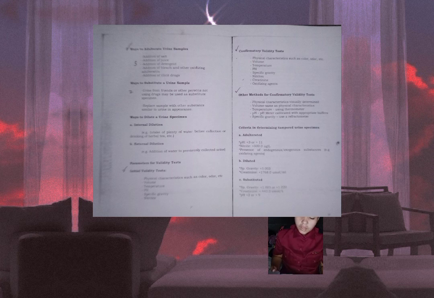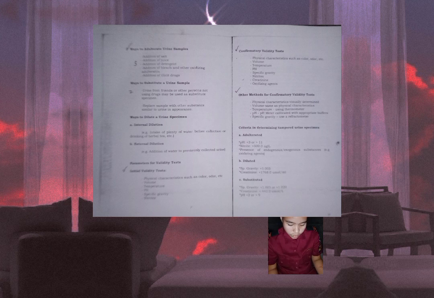So, there are 4 ways to adulterate urine samples. One is addition of salt. Two, addition of juice. Three, addition of detergent. And four, addition of bleach and other oxidizing adulterants. Next, there are 2 ways to substitute a urine sample. One, urine from friends or other persons not using drugs may be used as substitute specimen. Two, replace the sample with other substance similar to urine in appearance.